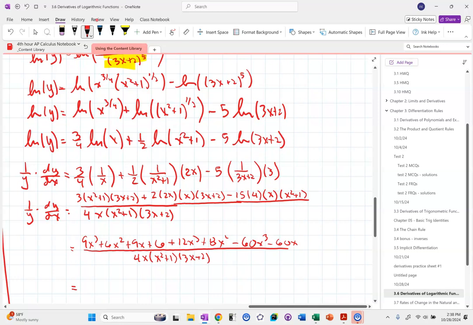So we have 9 and 12, that's 21, minus 60 is, what, 29? No, 39. We have 6 and 8, that's 14. We have 9 and negative 60 is negative 51.